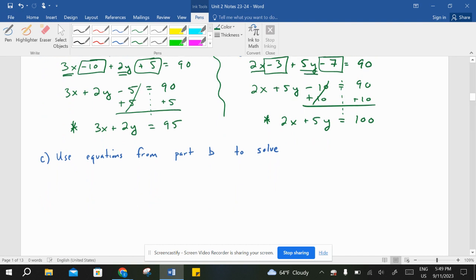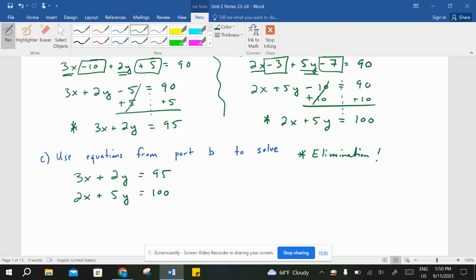So I'm going to go ahead and put them right on top of one another. So I have 3x plus 2y equal to 95, and 2x plus 5y is equal to 100. Okay, notice that I line them up so that we can use elimination. Remember that you can also use substitution. Elimination is just easier for some problems, just like substitution can be easier for other problems, okay? But there is more than one way to do it.